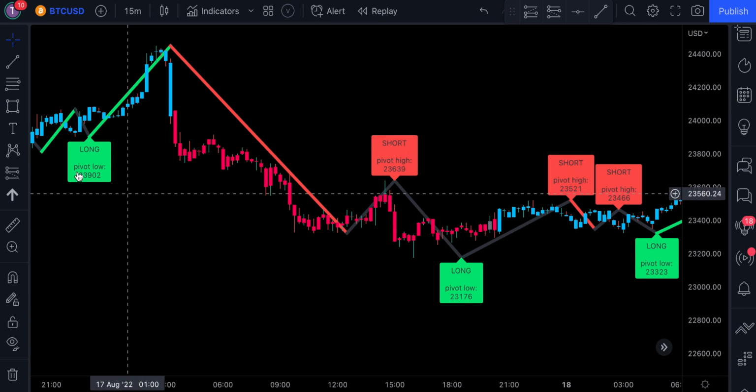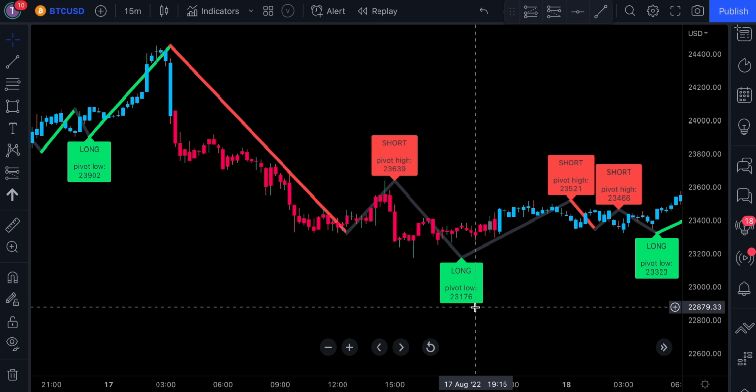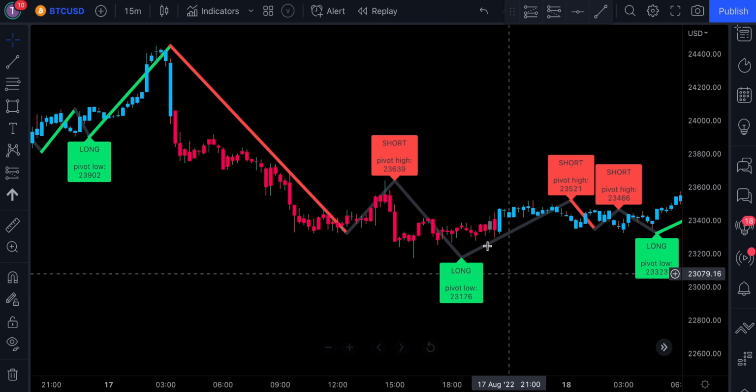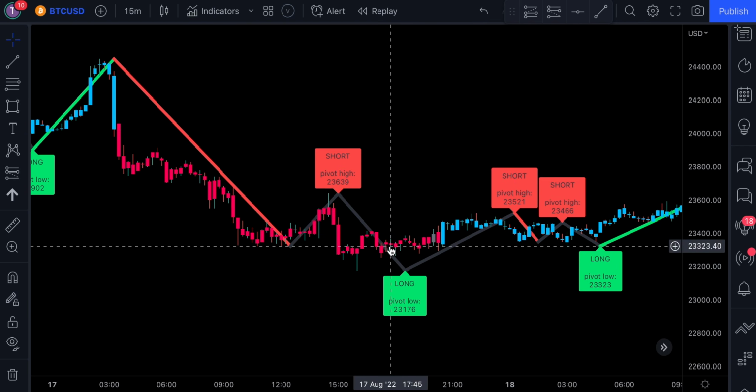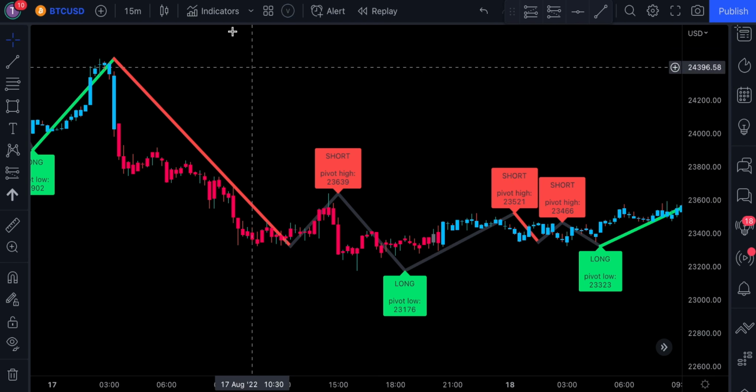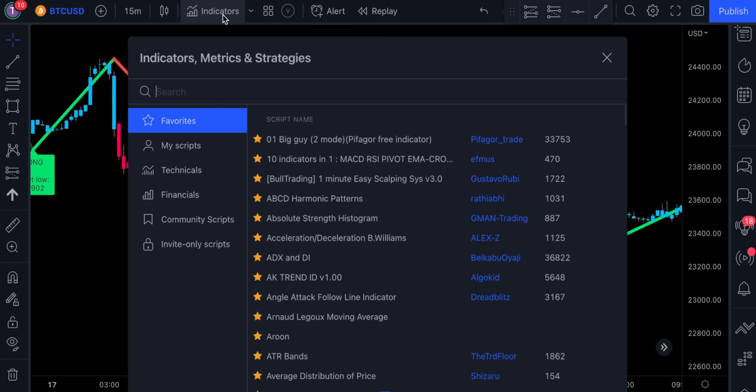Notice that the quality of these signals has improved. We're not entering a trade way too early, we're first waiting for a confirmation. Even though these two indicators work really well together, we still need to add one more confirmation. And for that, we're going to be using an indicator called ADX and DI.